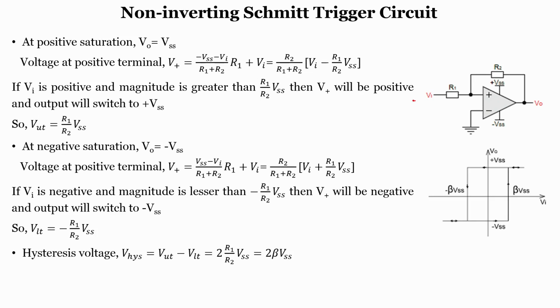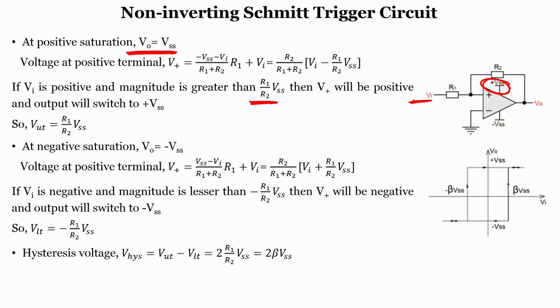That means, if my input voltage V I is positive and the magnitude is greater than R 1 by R 2 into V S S, then my V plus will be positive and output will switch to plus V S S. So, V U T equals R 1 by R 2 into V S S, which is my upper trigger point. This is at positive saturation.